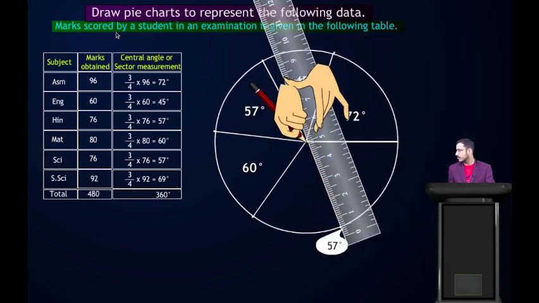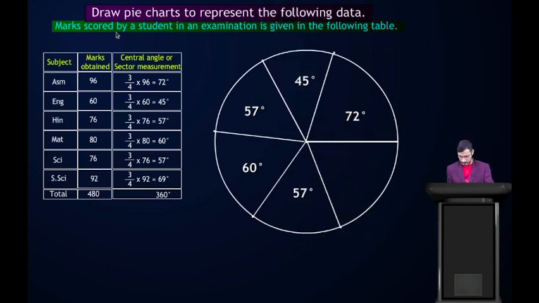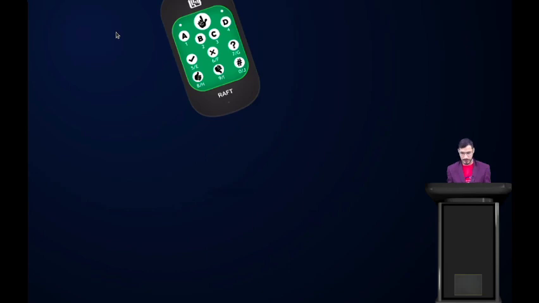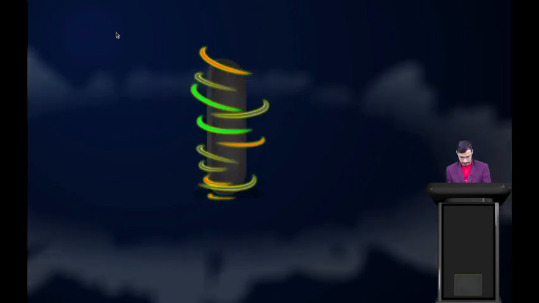So here all angles we draw like this. Now write the segment names: Assamese, English, Hindi, Mathematics, Science and Social Science. Okay students.